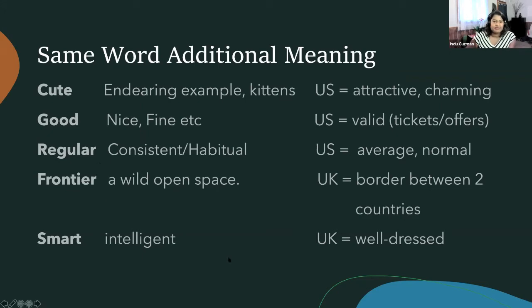Regular, someone who is consistent or habitual. In the US, it also means regular or normal, like say regular size soft drink. Frontier, I always think of the Wild West. It means a wild open space. And in the UK, it means a border between two countries. You have that additional meaning as well. And smart is another one. People think an intelligent person. That's used both ways. In the UK, it also means well-dressed. So to dress smart. Here, you wouldn't say dress smart. It would be more like dress professional, dress casual.